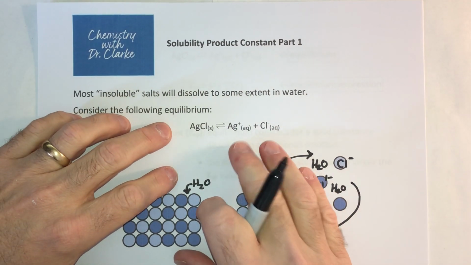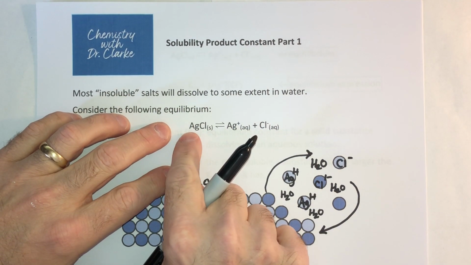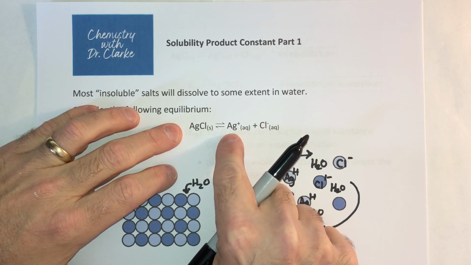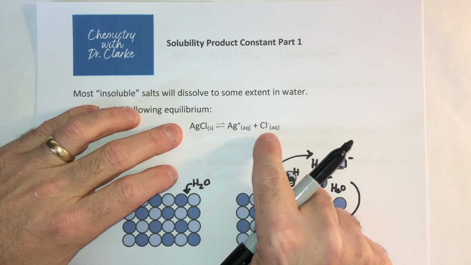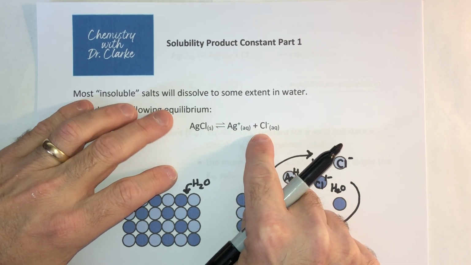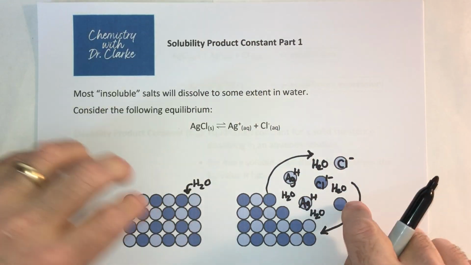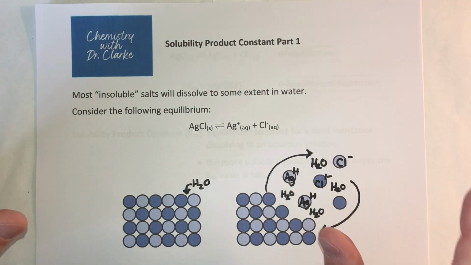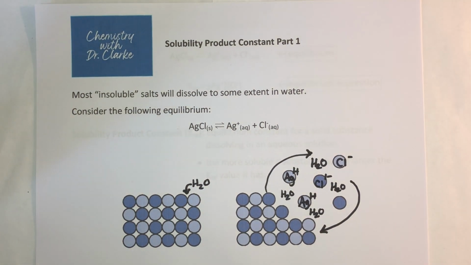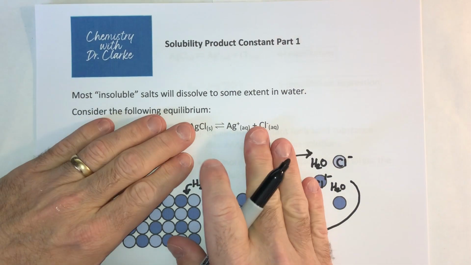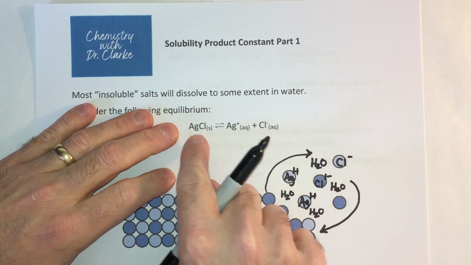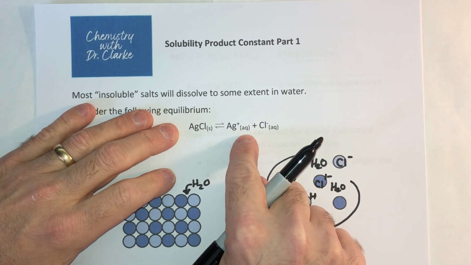So we write these equilibriums as the solid breaking up into the ions, right? Silver chloride is made up of Ag+ ions and Cl- ions. And when they've split up and are surrounded by water, they are now aqueous. If you're going to be doing a problem that involves solubility product constants, your first step will always be to write the equilibrium. Show how the solid is going to break up into the ions.